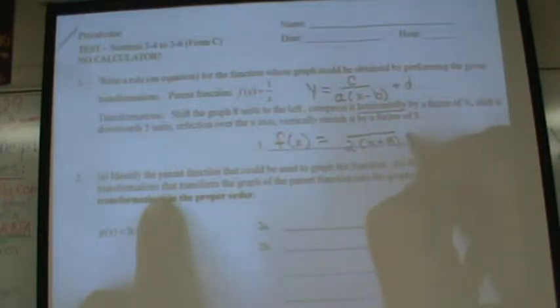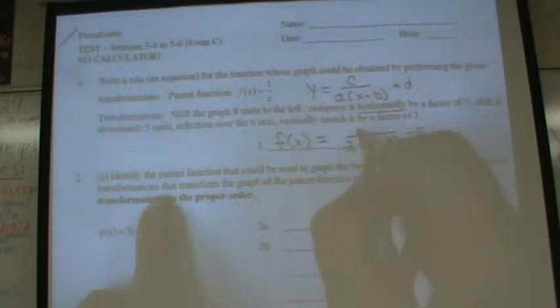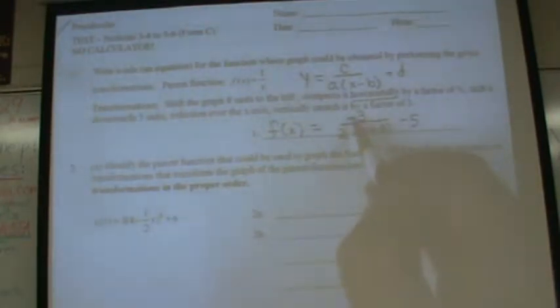down 5 units, so this is your d value, minus 5, and you're going to reflect it over the x-axis, that's your c value, and you're going to vertically stretch it by a factor of 3, so it's going to be negative 3. So this is your reflection over the x-axis. A negative down here would be a reflection over the y-axis. Next, so this question, there are 1, 2, 3, 4, 5 parts to that.